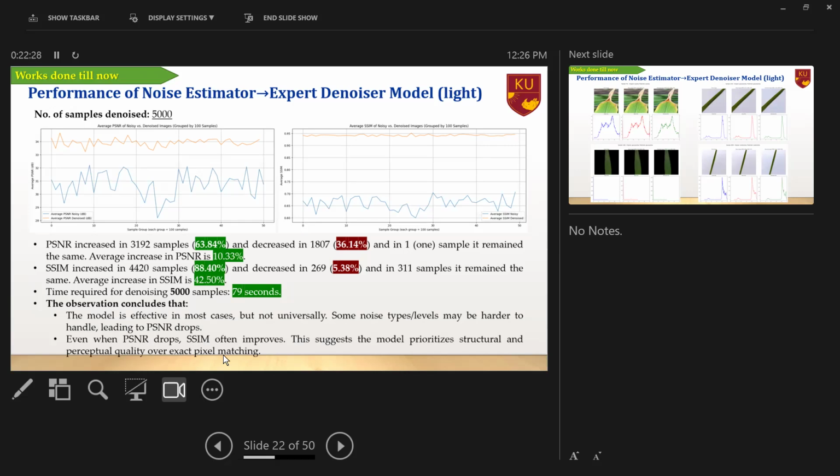And actually, that is important for us for further classification. This is the main point, because structural improvement is required for the classification model. So you can compromise with the PSNR, but structure, SSIM, is important. So the output of the model is actually better.